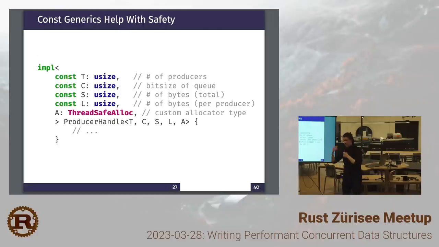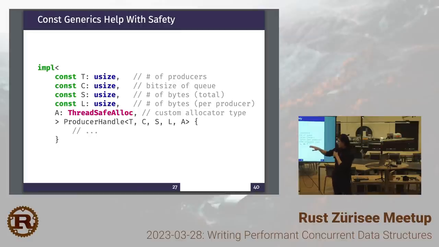And the other thing is const generics. If you do have the luxury of having compile time known constant sizes, then you can just pass in lots of these const generics to your queue. For instance, in my case, I encoded the number of producers, the bit size of the queue, the number of bytes in total, and the number of bytes per producer in this generic.